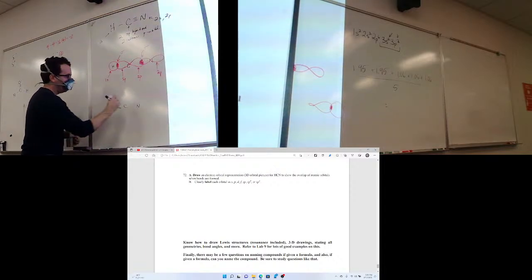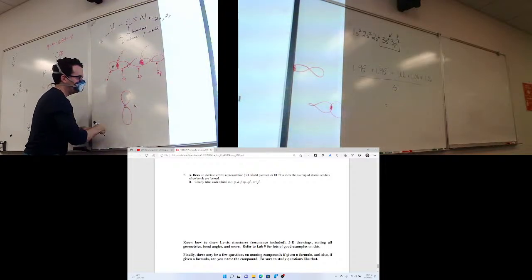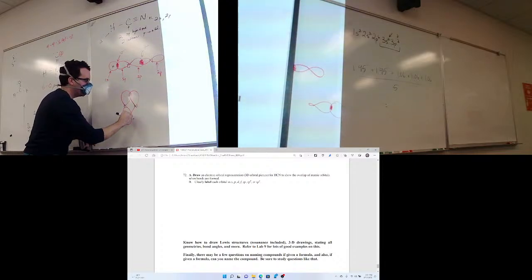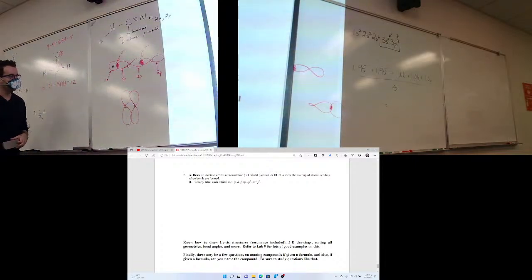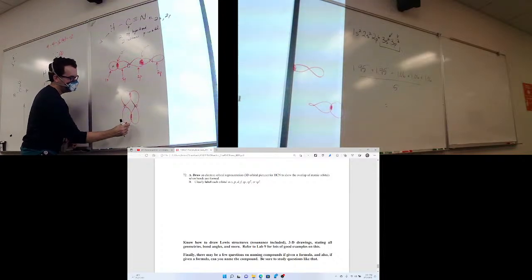So one of the p orbitals will be like this, and the nitrogen, let me make this a little closer, just to make it clear. The nitrogen will have a p orbital also looking like that. And notice that these are overlapping in 2 spots. That's a pi bond.